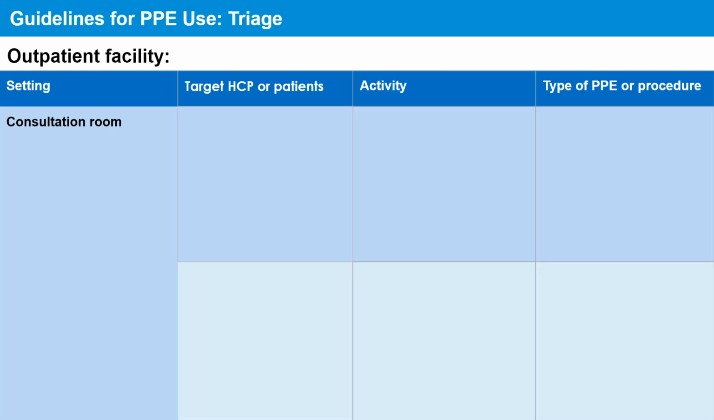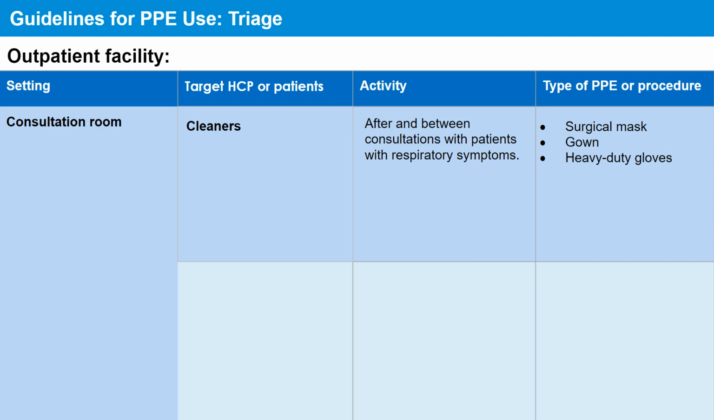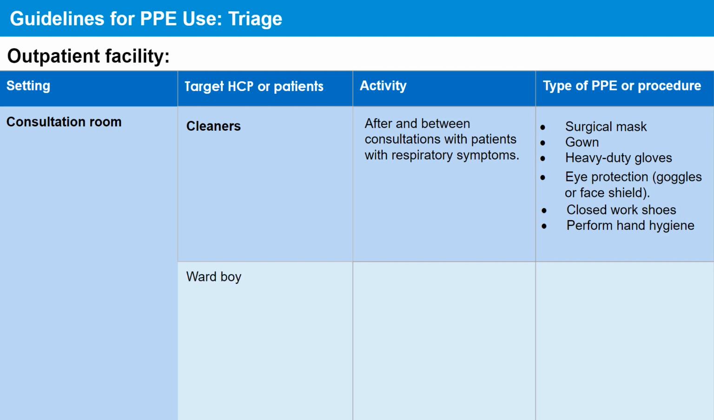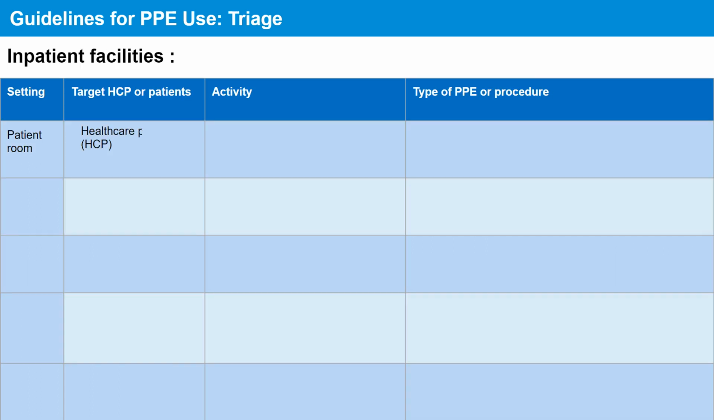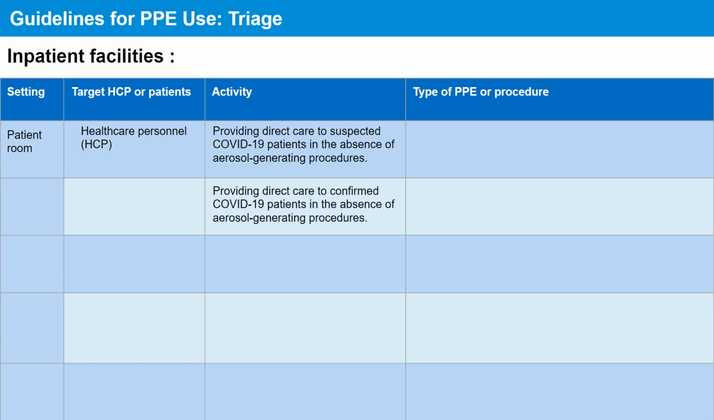In a consultation room setting, cleaners are responsible for cleaning the area after and between consultation with patients with respiratory symptoms. Therefore, cleaners need to wear surgical masks, gowns, heavy-duty gloves, eye protection such as goggles or face shields, and closed work shoes and should perform hand hygiene. Ward boys in consultation room settings who are responsible for attending to patients with symptoms suggestive of COVID-19 should wear surgical masks and gloves.